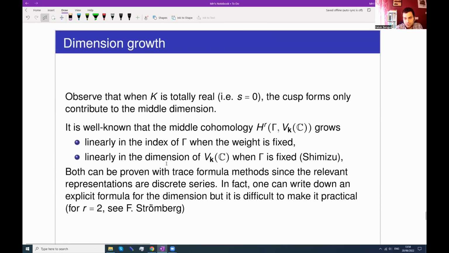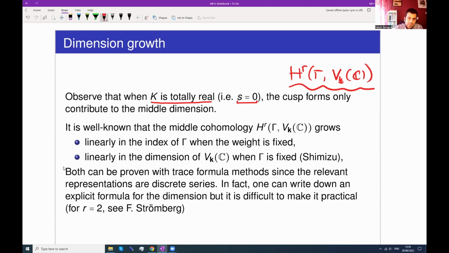And finally, I should also say a little bit about dimension growth for this more general SL2 of Z_K setup. Now, we already observed that when your K number field is totally real, so that you have no complex places, S is 0, really the strip that cuspidal modular forms contribute to is only a single degree in the middle. That's the degree H^R, is the only degree that they contribute to. So there is a single degree of importance in the middle.